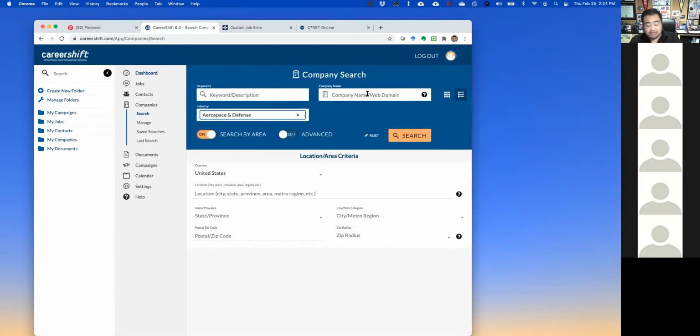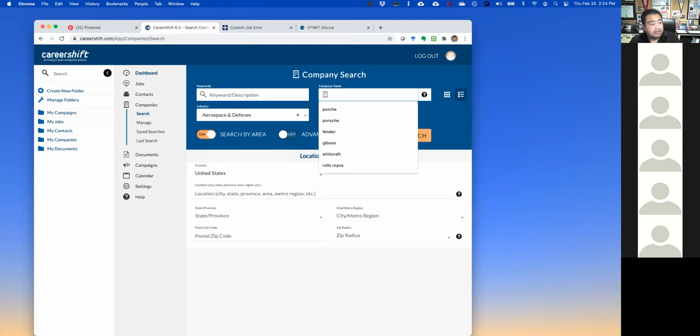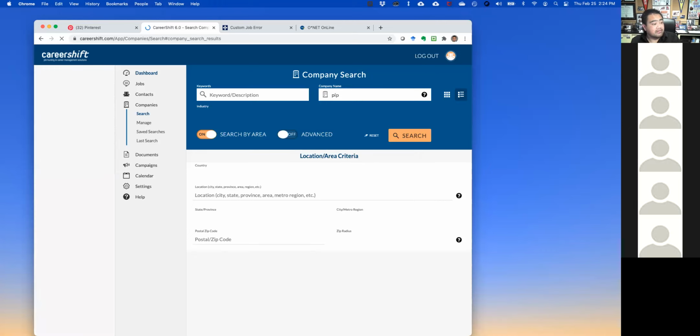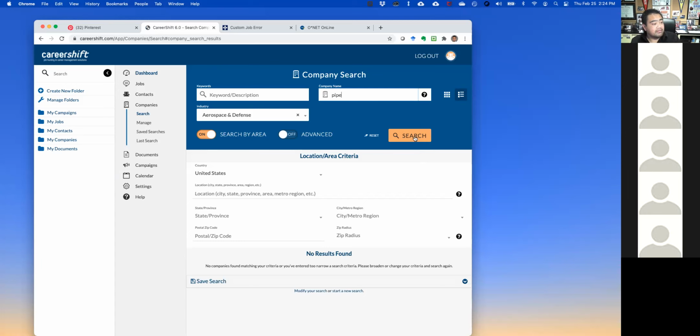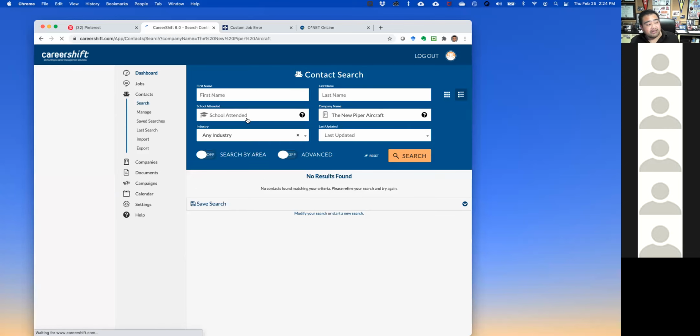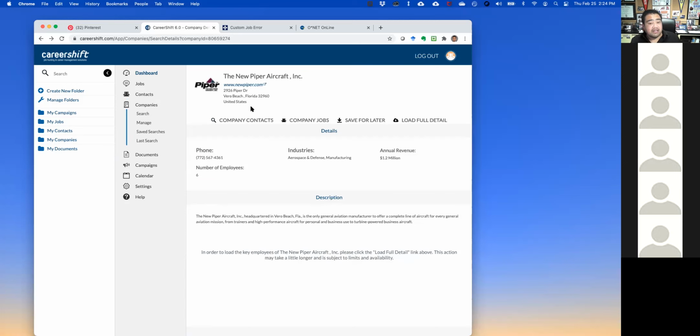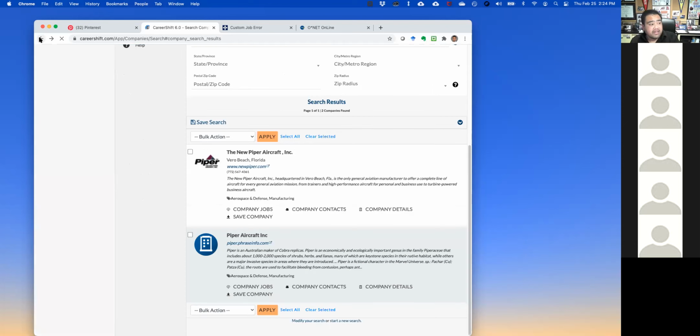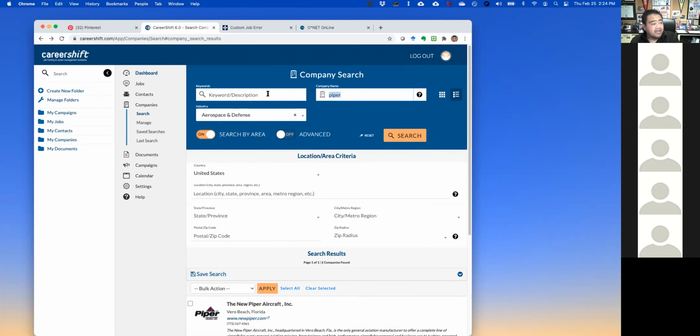New Piper Aircraft Incorporated. Okay, when you click on the website, you'll get some basic information. At the same time, you have access to potentially company contacts. Sometimes when you look at company contacts, it'll actually pull from LinkedIn. So this has an interface with LinkedIn, and it'll pull whatever is in LinkedIn for that company as a contact. Okay, let me put in a different company.